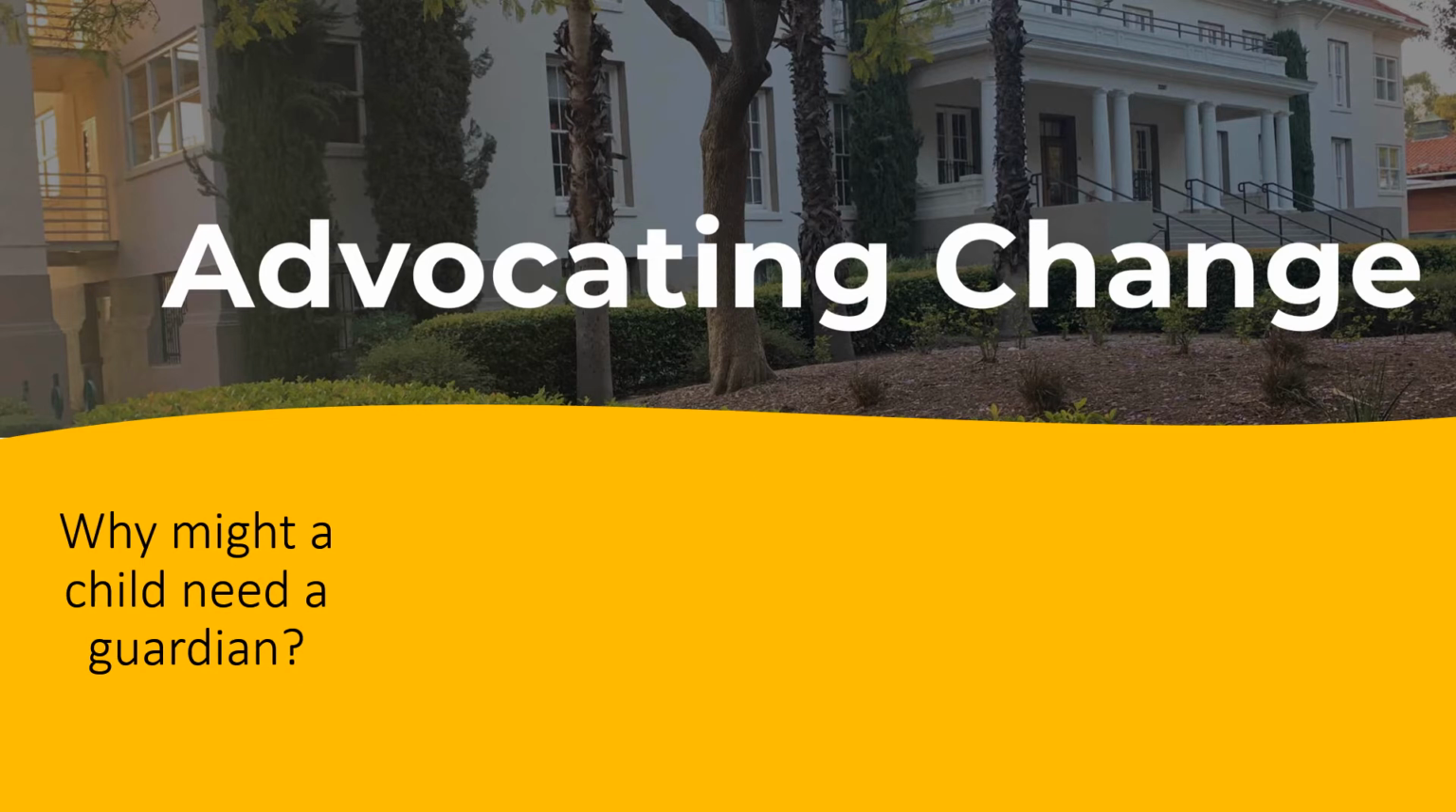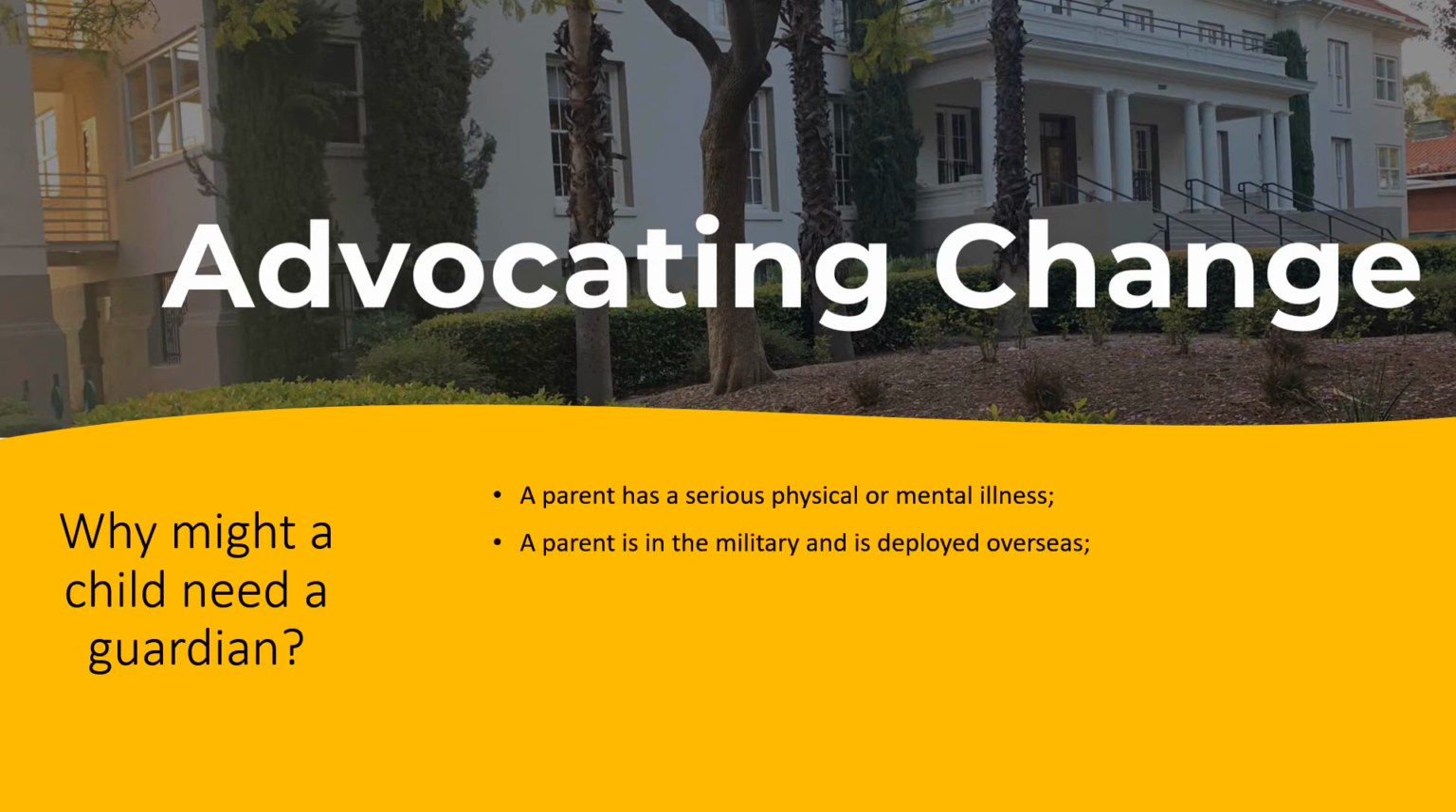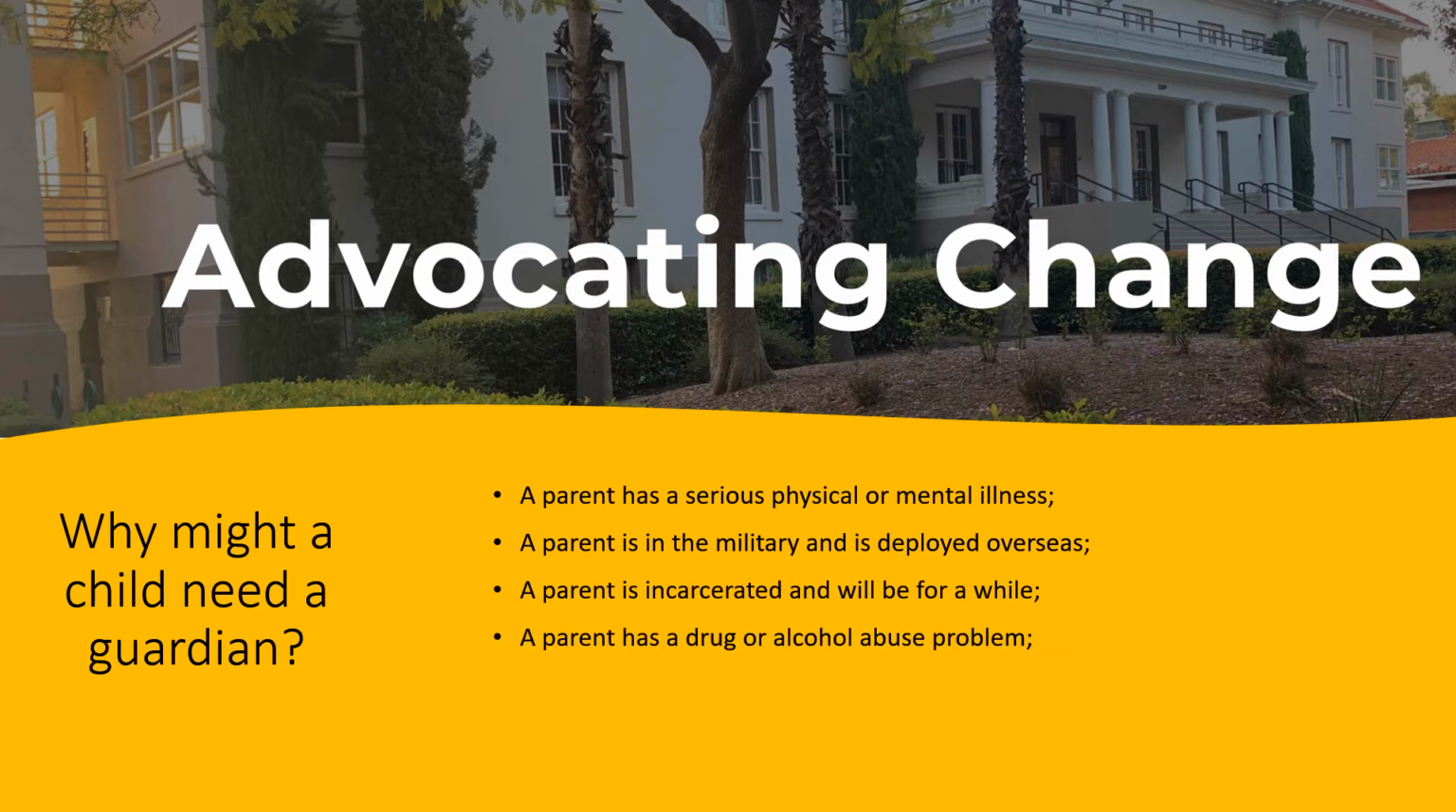So why might a child need a guardian? Well, there are several reasons, but just to name a few, a parent may have a serious physical or mental illness. Maybe a parent is in the military and is deployed overseas. It could be that a parent is incarcerated and will be for a while. Possibly a parent has a drug or alcohol abuse problem. Or maybe a parent has a history of being abusive. Or simply the parents can't take care of their child for other reasons.